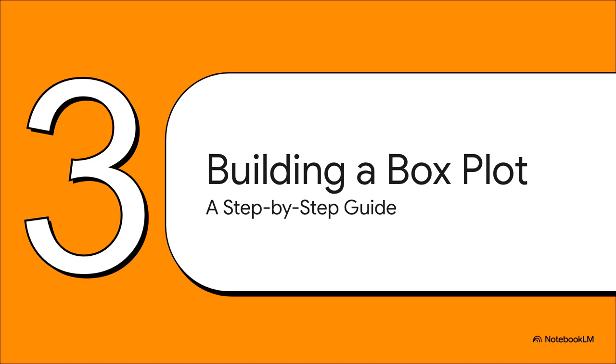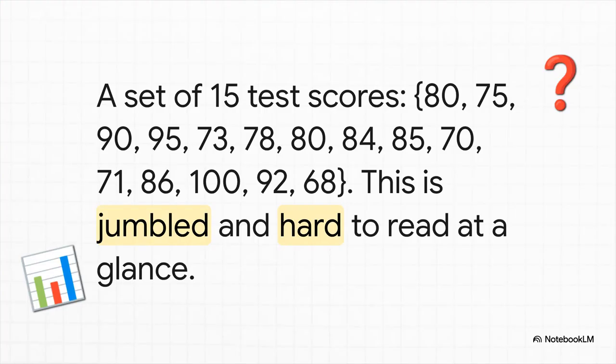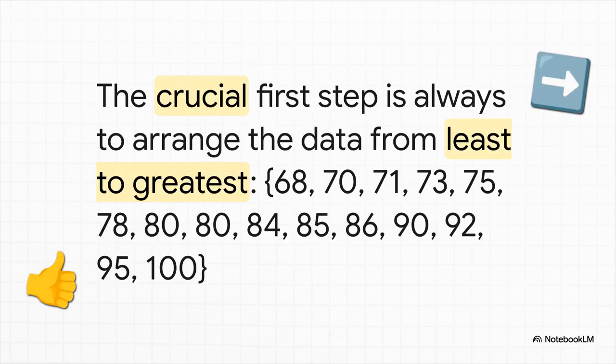Okay, toolkit assembled. We know the lingo. Now for the fun part. Let's actually build one of these things from scratch. So, let's work with some real data. Here we have a set of 15 test scores. And yeah, they're just a total jumble, right? It's pretty much impossible to make sense of how the class did just by staring at this list. Okay, first things first, and you can never skip this step. We have to put all the data in order, from least to greatest. Much better. Now things are way clearer. We can instantly see the lowest score was a 68, and the highest was a perfect 100.